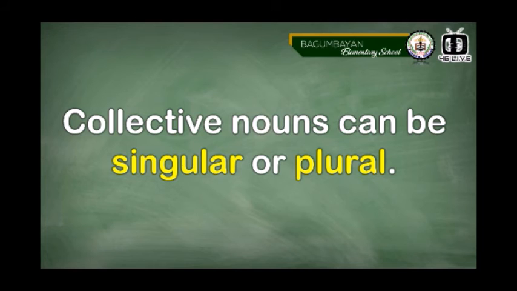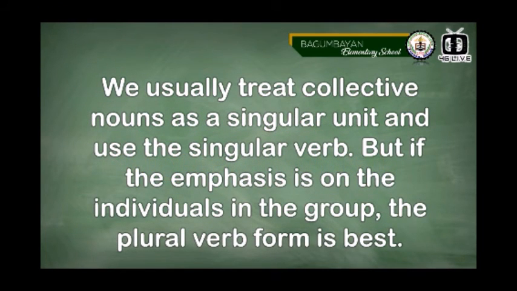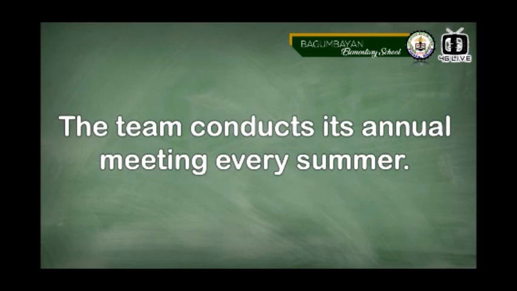Collective nouns can be singular or plural. We usually treat collective nouns as a singular unit and use the singular verb. But if the emphasis is on the individuals in the group, the plural verb form is best. For example, the team conducts its annual meeting every summer. The team is interpreted as one unit. Thus, the verb used is in s form.